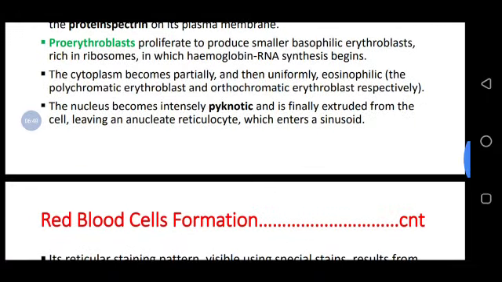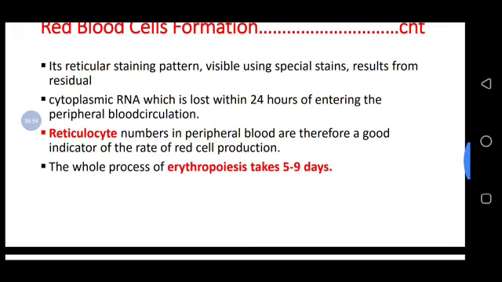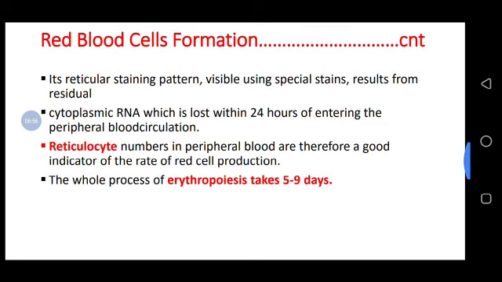This sinusoid, these are the cells which are found in the bone marrow together with the liver. So its reticular staining pattern, visible using special stain, results from the residual cytoplasmic RNA, which is lost within 24 hours of entering the peripheral blood circulation. So reticulocytes are a number of cells which are found in the peripheral blood and are therefore a good indicator of the rate of red cell production.